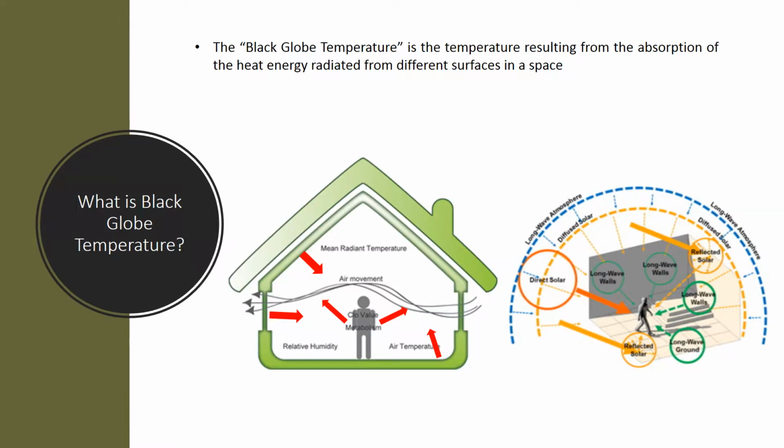The black globe temperature is the temperature that results from the absorption of the heat energy radiated from different surfaces in a space. With space, I mean building indoors and building outdoors. With reference to building indoors, the diagram on the left shows the radiant heat inside homes and the diagram to the right shows the radiant heat outside homes in urban areas.